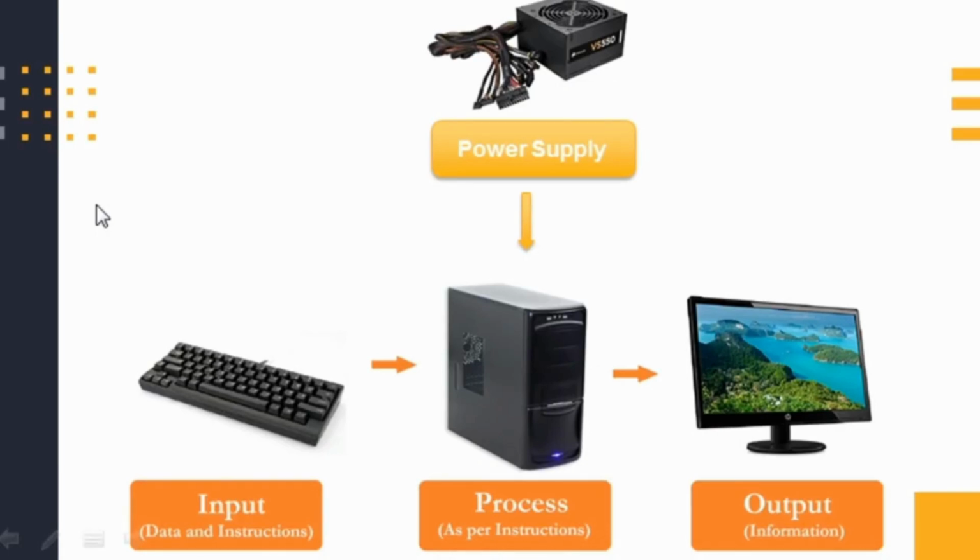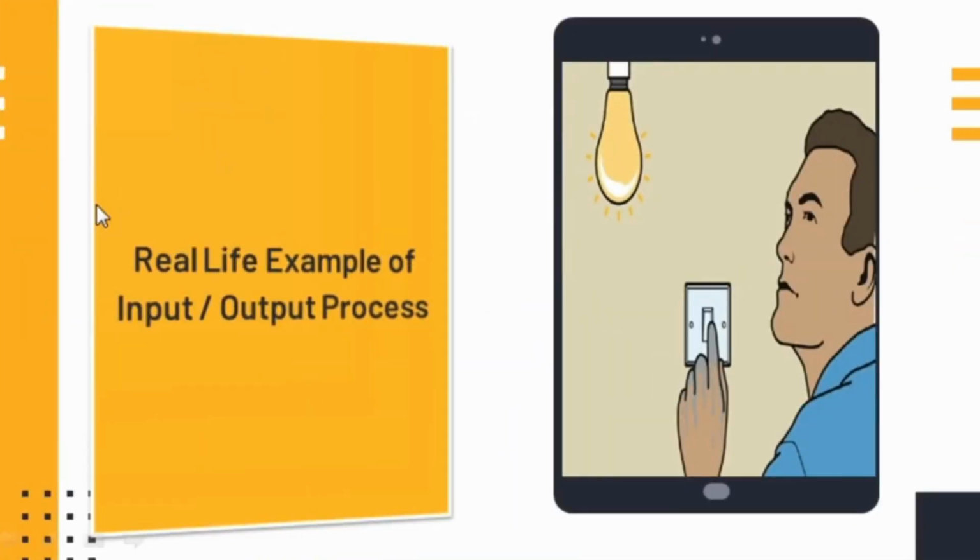Let's see a real-life example of the input-output process. For example, when you switch on the light, it will glow. Once we don't want the light, we can simply switch it off, and then the light will stop glowing. So this is a simple input-output process. Here the input is switching on or off, and the output is whether the light glows or not.